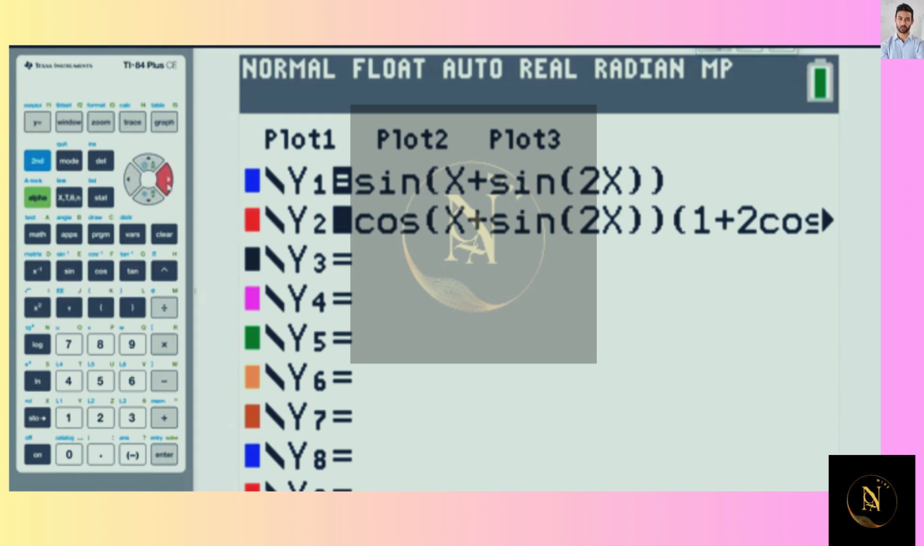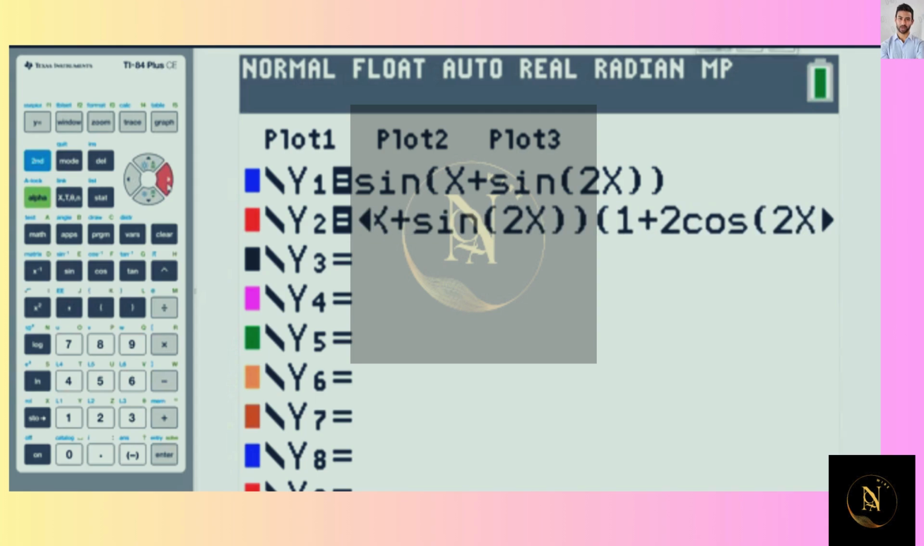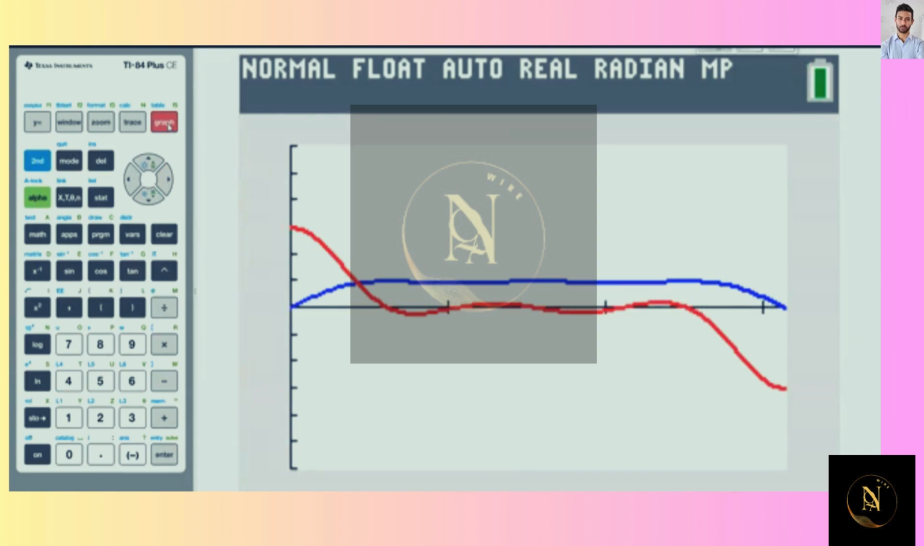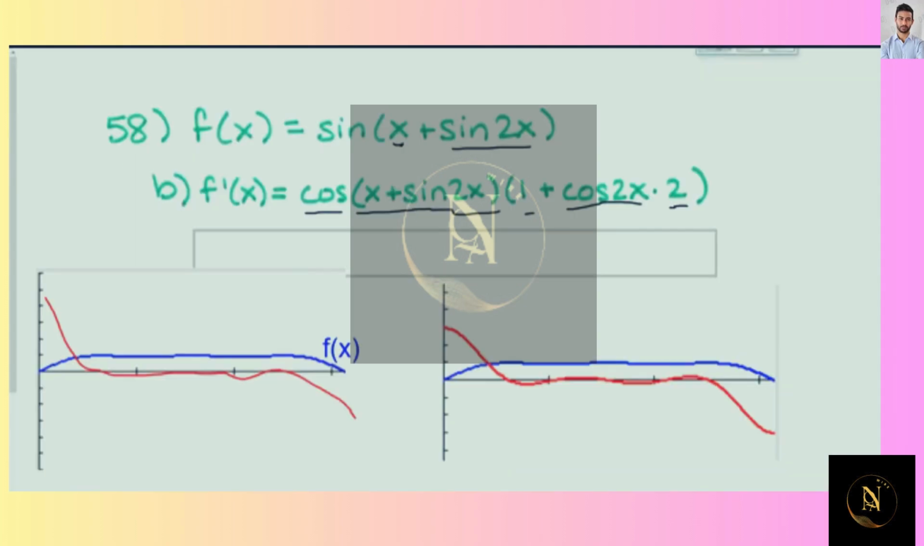So here we see it all typed in, cosine of x plus sine of 2x times 1 plus 2 times cosine of 2x. Okay, so let's look at the graph. And here's what we see, and we're going to compare it to the sketch. And here we have a side-by-side comparison, and you can see that the sketch by hand does look very similar to the sketch from the calculator, or the graph from the calculator.